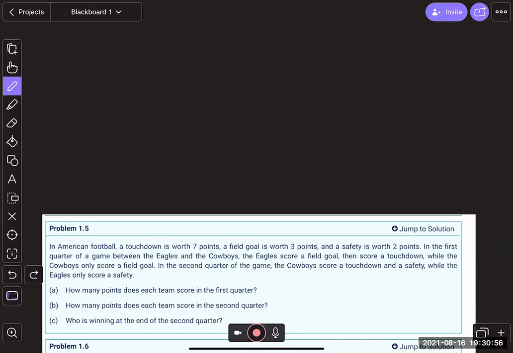Eagles scored 10 points, right? So field goal and a touchdown, that's 3 plus 7, right? So Eagles have 10. Cowboys scored 3, right? Just the field goal. And then what about in the second quarter? Second quarter, Cowboys got 9 points, touchdown and a safety, right? 7 and 2. And Eagles got 2. And then if we add them all up, both of them have the exact same 12 points, right? So what property have we expressed here?